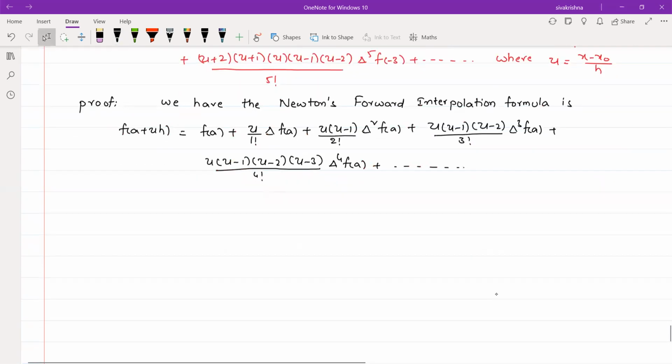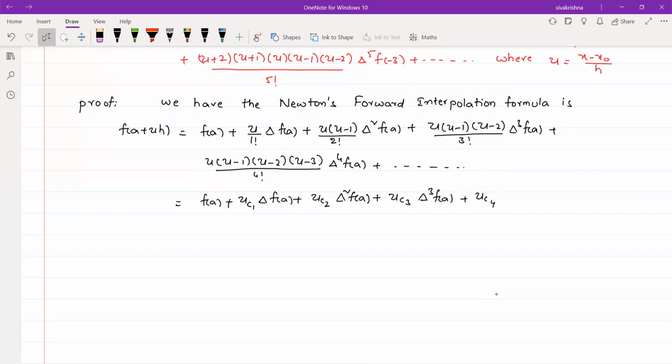Okay, this is Newton's forward interpolation formula, and this can be written as f of a plus u by factorial 1 can be written as uc1 into delta f of a plus u into u minus 1 by 2 factorial can be written as uc2 into delta square f of a plus uc3 into delta cube f of a plus uc4, so u into u minus 1 into u minus 2 into u minus 3 by 4 factorial can be written as uc4 into delta power 4 f of a, and the next term is uc5 into delta power 5 f of a plus and so on. Okay, so this is Newton's forward interpolation formula.